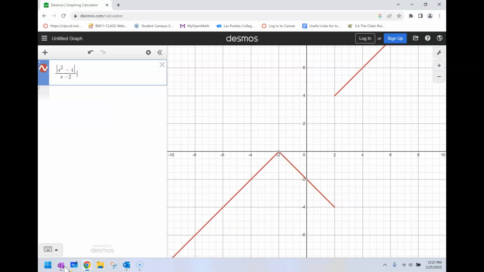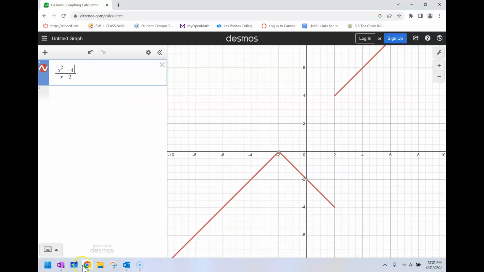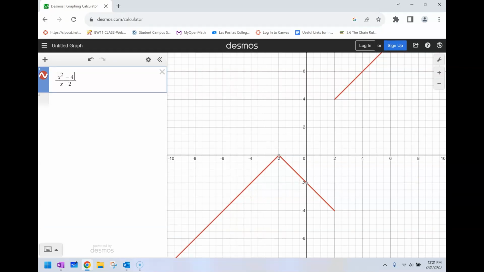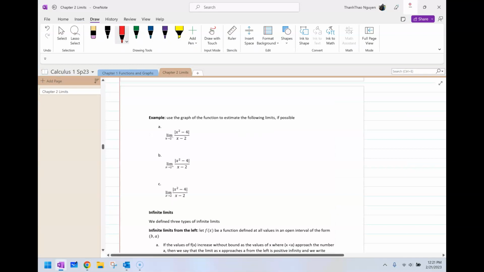Let's double check. Alright. And we want to find the limit as x approaches 2 from the left and from the right. As you can see here, according to this function, the limit as x approaches 2 from the left is equal to -4, and as x approaches 2 from the right is then equal to +4. So according to our graph, this function becomes -4. This approaches 4. Therefore, this limit does not exist.